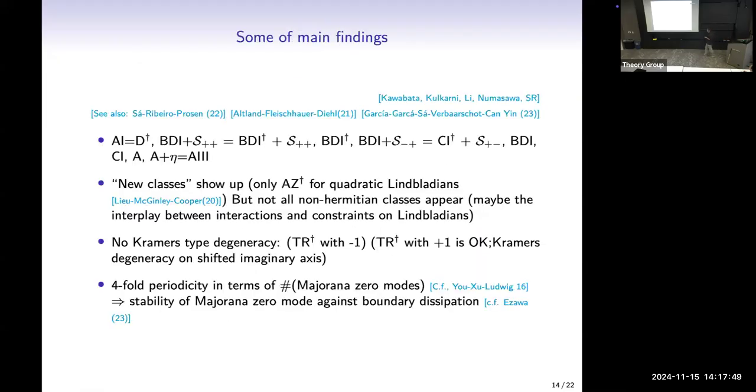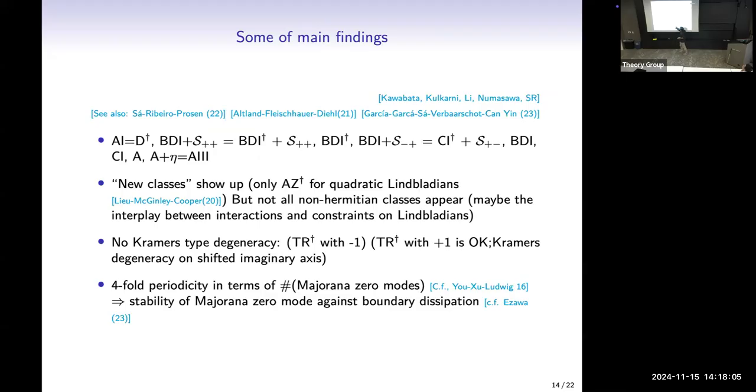These are some of the main findings. First, although non-Hermitian random matrix theory allows 38 possibilities, we don't realize all of them, but these are the possibilities we found in our model.